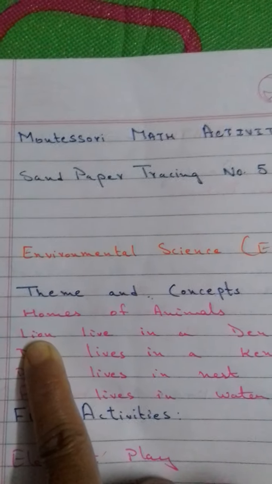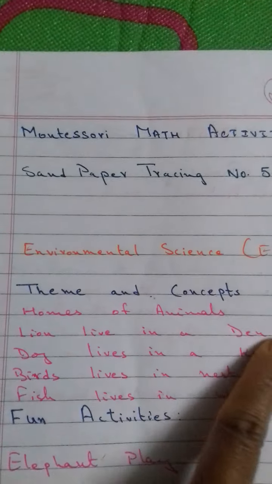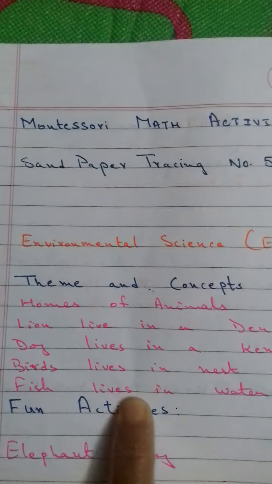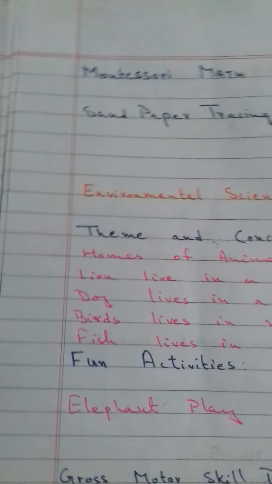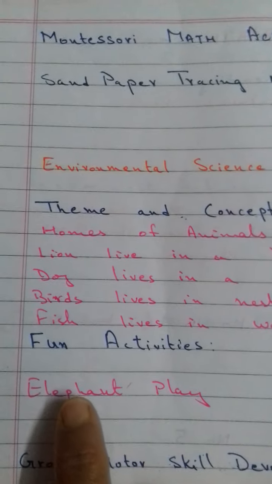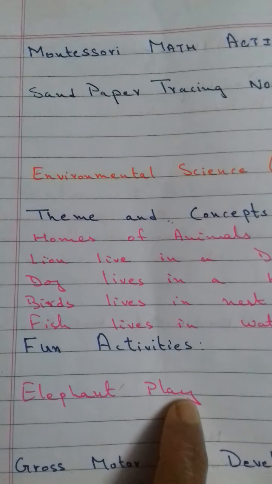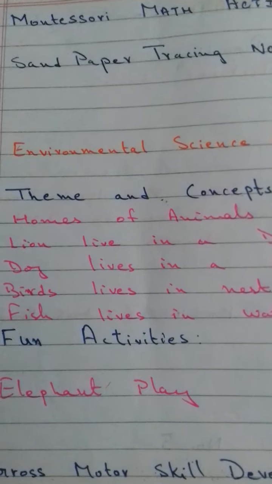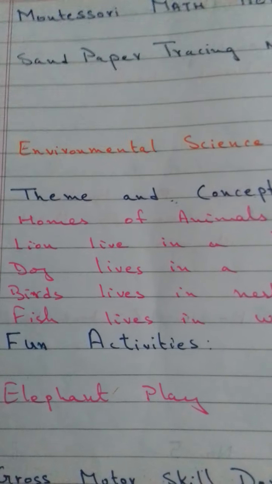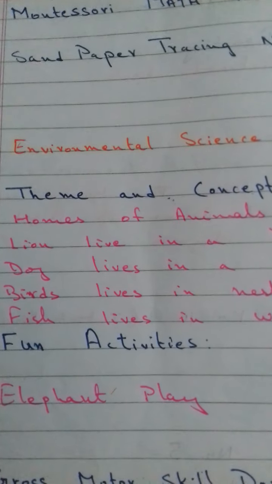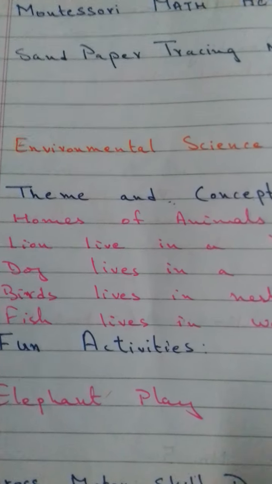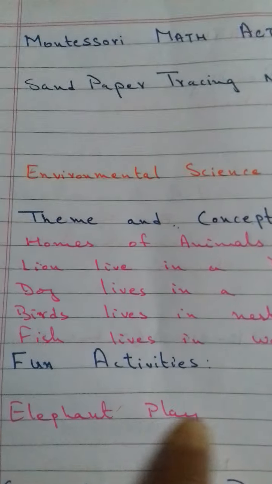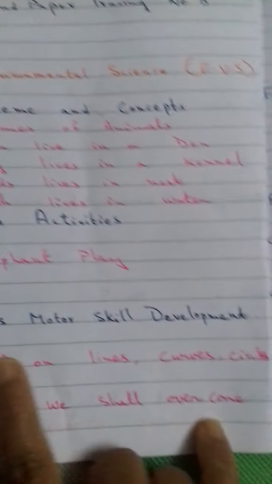You can say lion lives in a den, dog lives in a kennel, birds live in a nest, fish live in water. And fun activities, you can make an elephant play, that is you can ask the child to crawl, and you can make the child sit on your back if you are crawling, or if the child is crawling, you can keep some toys on his back and you can play.